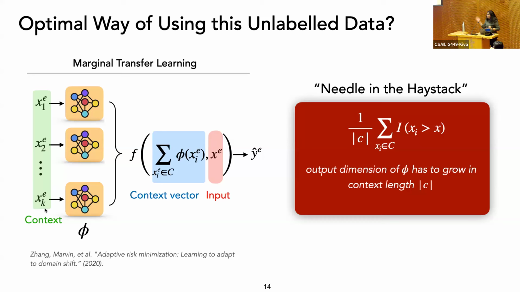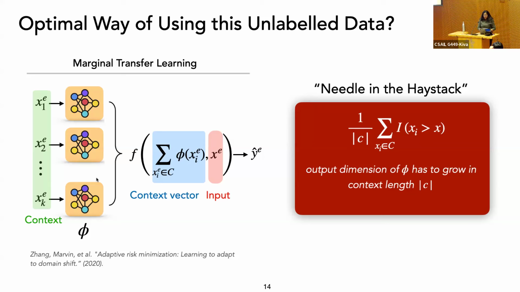So as an example, if you want to train such a model to implement this indicator function, which simply measures how many data points were bigger than the current data point, whatever came in the context, we show that the output dimension of the featurizer phi has to actually grow in your context length C to be able to implement such ideas. So this is a very good method to capture your distributional characteristics, but when it comes to such extreme level statistics, this model actually suffers.